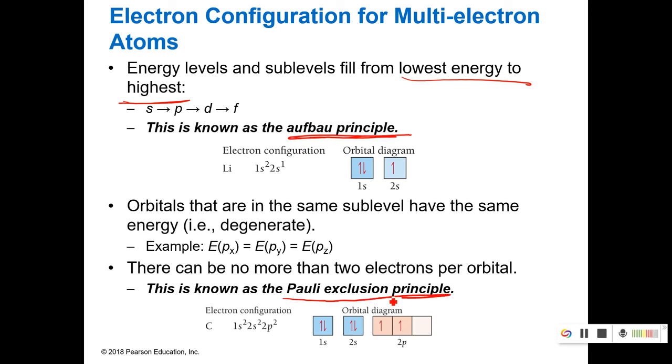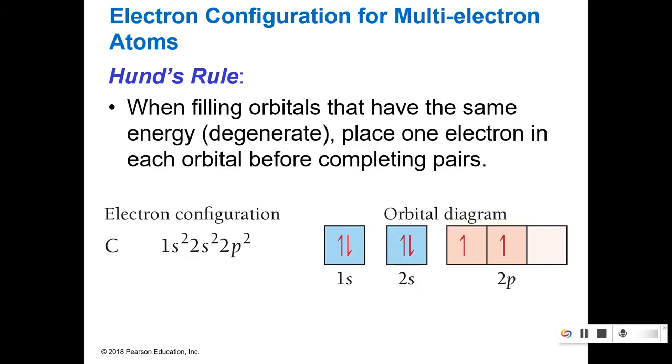The next principle you need to know is the Pauli exclusion principle. It says that there's only 2 electrons per orbital. And these little boxes are the orbitals. You cannot have more than 2 because there's not enough space for more than 2. Okay, and then Hund's rule is the last rule you need to know. That says when they're filling them, place 1 electron before completing the pairs.